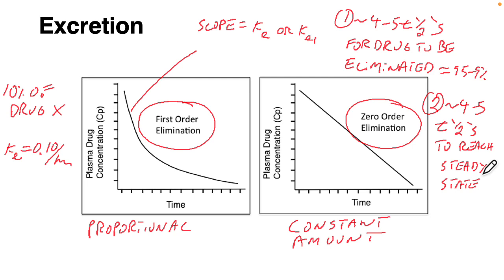Before we move on, there's one last thing we can say when comparing first-order and zero-order elimination. Increasing the dose of a drug eliminated by first-order kinetics does not alter the T1/2. However, increasing the dose of drugs eliminated by zero-order kinetics does alter the T1/2 because the elimination is constant and can be saturated. So let's move on to look at how we can actually quantify and calculate elimination.